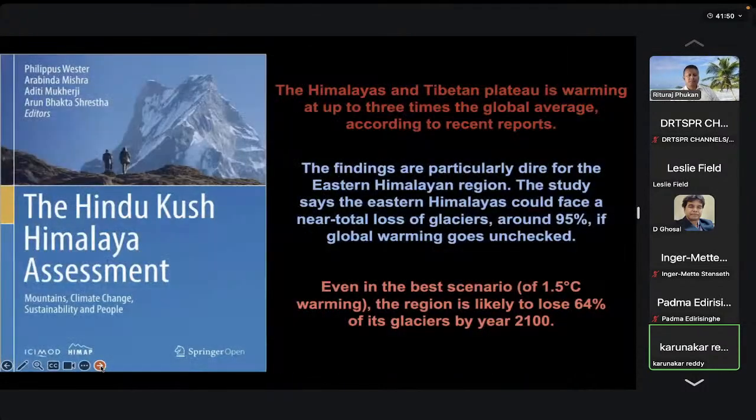The Hindu Kush Himalayan assessment is also another area, the third pole which we are talking about, where ice melt is happening at a very fast rate. Most of the Indian perennial rivers are going to be on the brink. Even in Delhi, the Yamuna river is in that kind of situation due to a lot of sewage dumping.